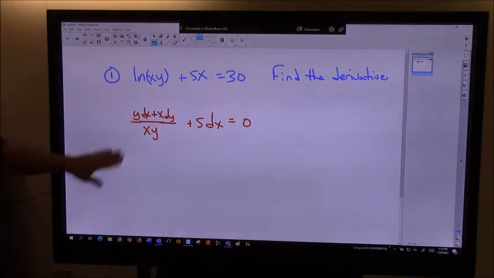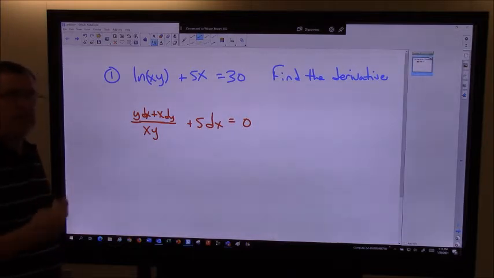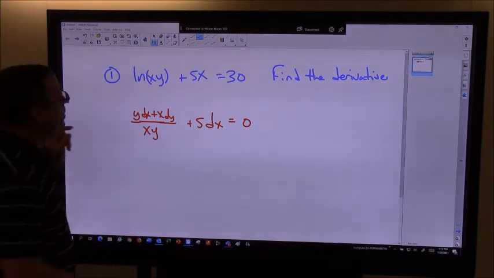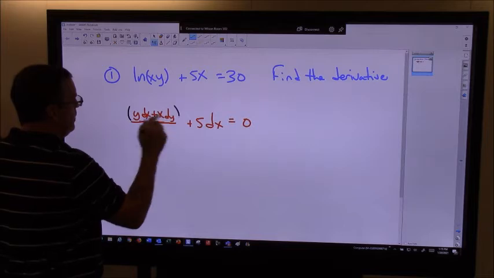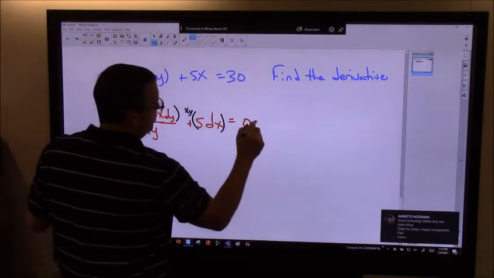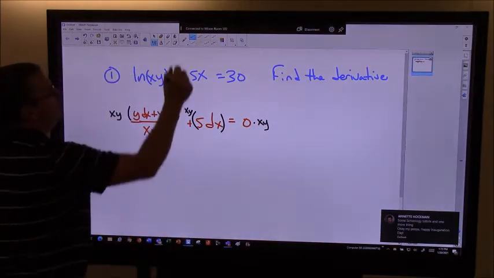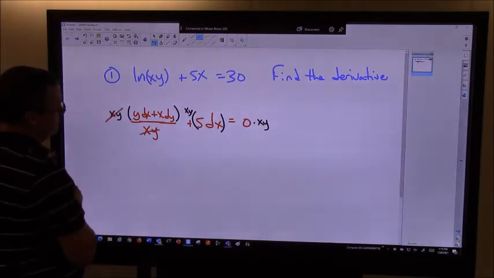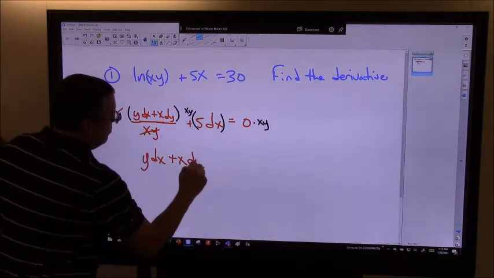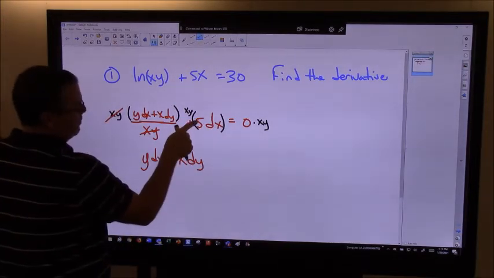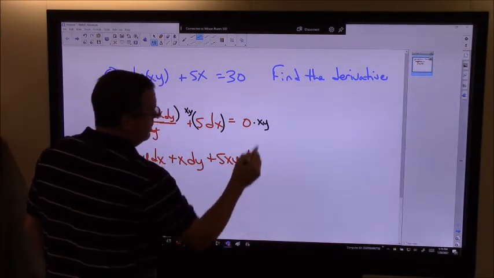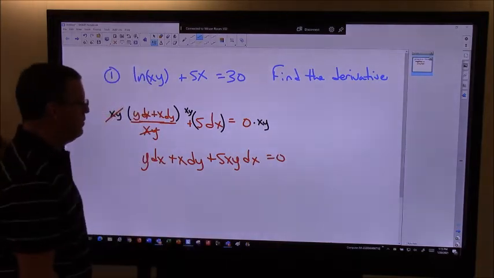So now, to get rid of the fraction, I want to think just like we always have. Multiply through by the least common denominator, which is the only denominator. So I want to multiply this whole thing by xy, I want to multiply this by xy, and I want to multiply this by xy. And so when I do that, these cancel. So I'm left with y dx plus x dy. When I multiply here, I just get 5xy dx, and anything times 0 is just 0.